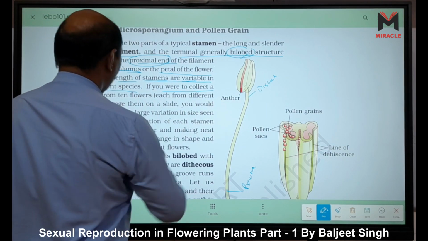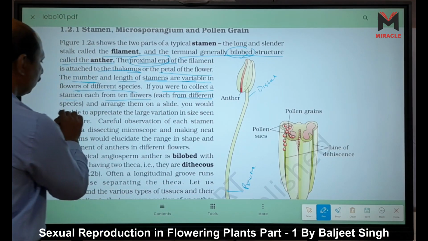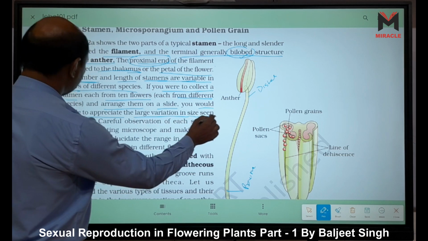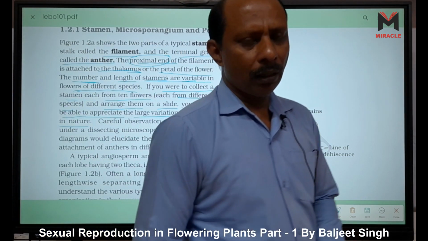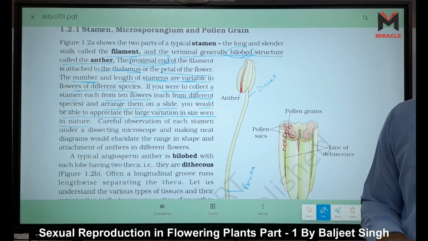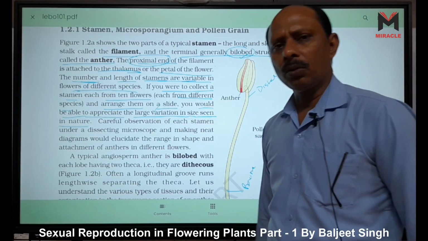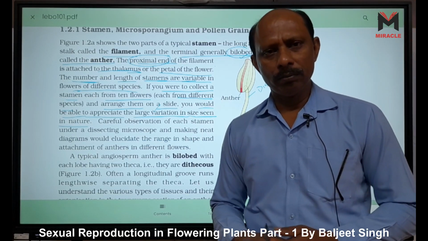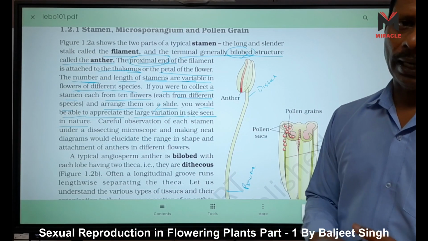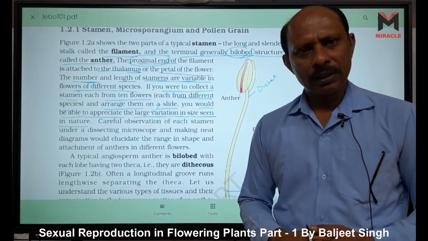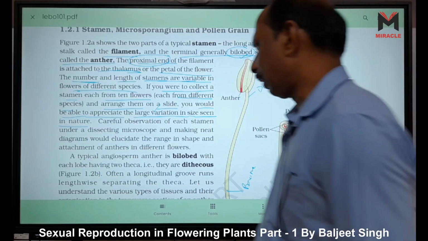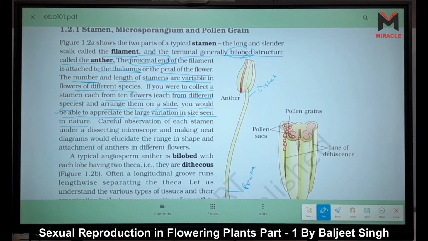If we were to collect a stamen each from the flowers of different species and arrange them on a slide, we would be able to appreciate the large variation in size seen in nature. That's why Carolus Linnaeus, for his artificial classification, used vegetative characters and also the androecium. If 9 plus 1, that is diadelphous, is present in the androecium, we understand this belongs to the Leguminosae family. If 2 plus 4, the tetradynamous condition, is there, we simply understand this belongs to the Cruciferae or Brassicaceae family, right? The length and the number of stamens in the androecium is very important.